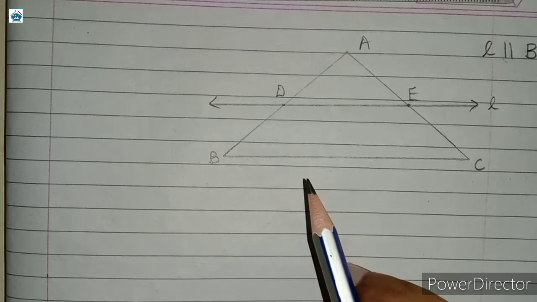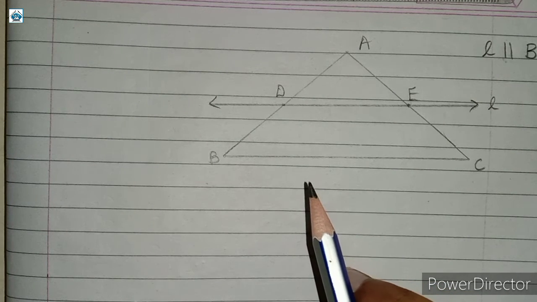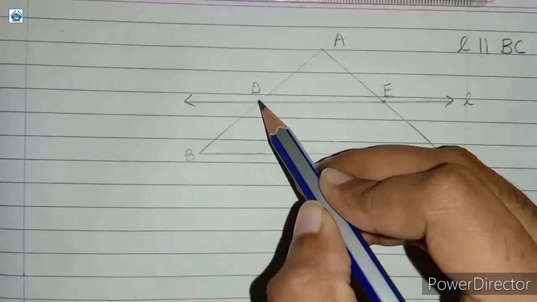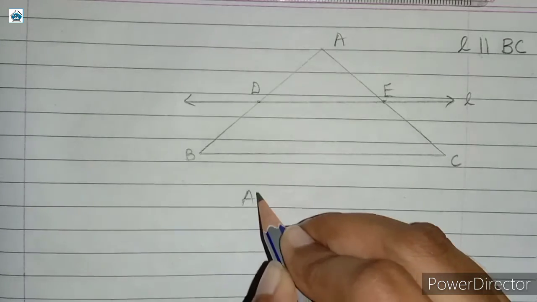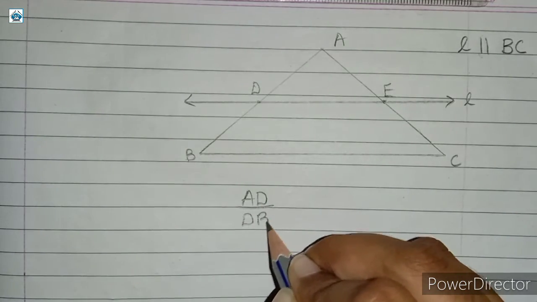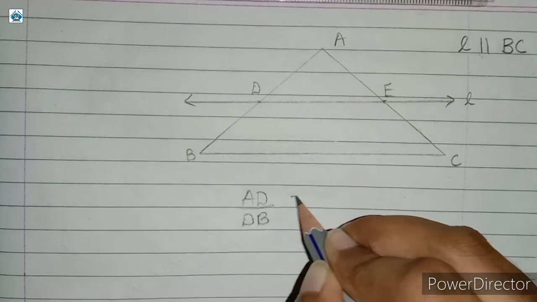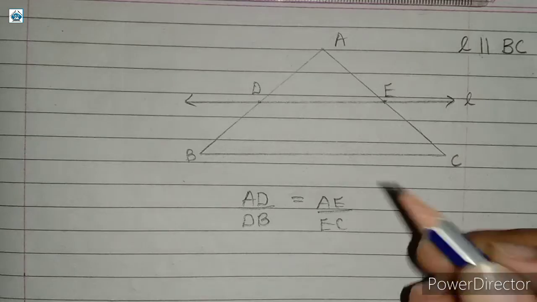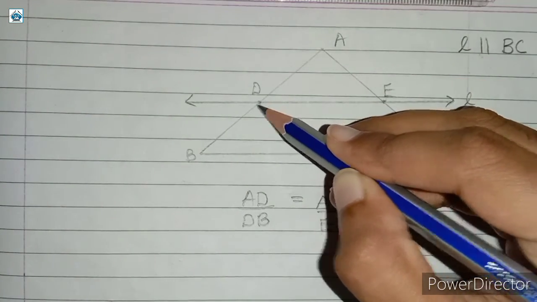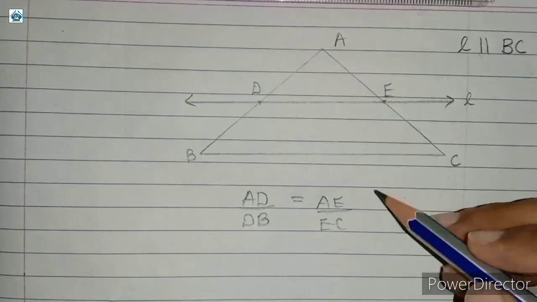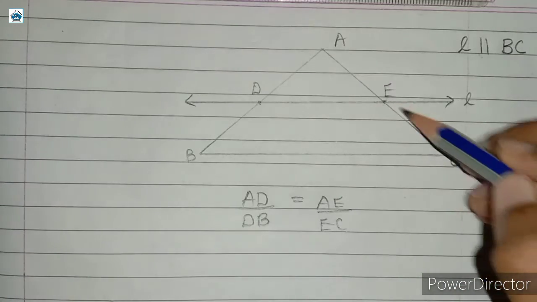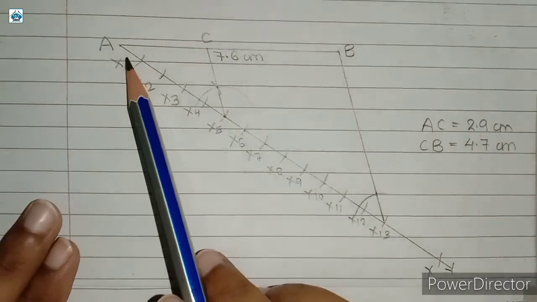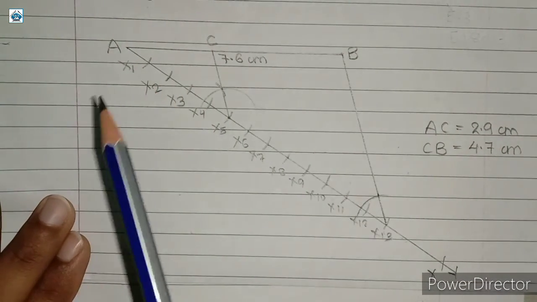Now according to the theorem, which is known as the basic proportionality theorem, we can say that AD upon DB is equal to AE upon EC. So whatever the ratio AD upon DB will be equal to, it will be equal to AE upon EC as well.